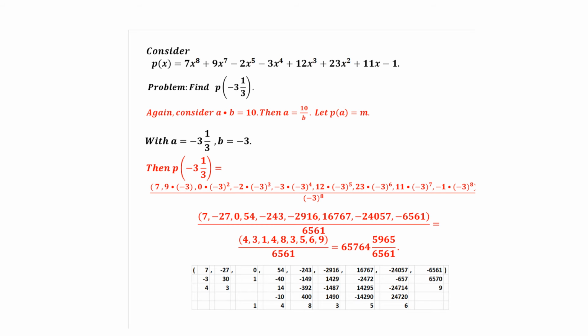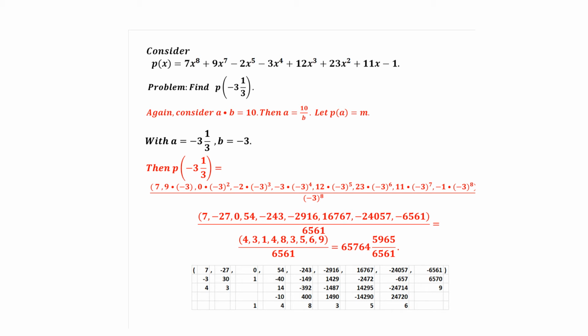Here we have the polynomial again. P of x is 7x to the 8 plus 9x to the 7 minus 2x to the 5th, and so forth. And we're going to find P of -3 1/3. So we have to ask ourselves, what do you multiply by -3 1/3 to get 10? That would be -3.